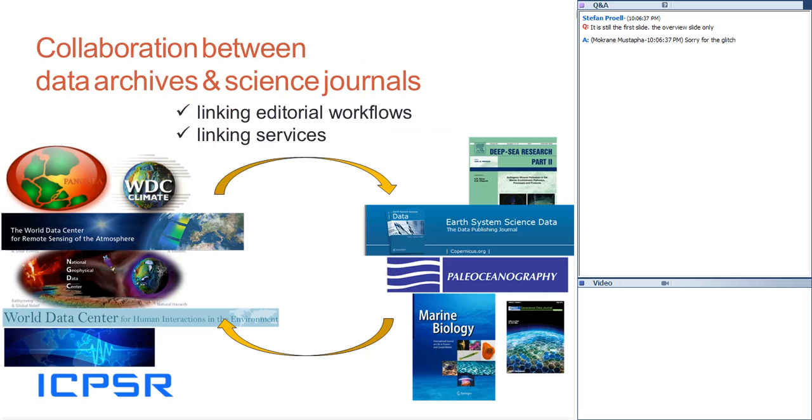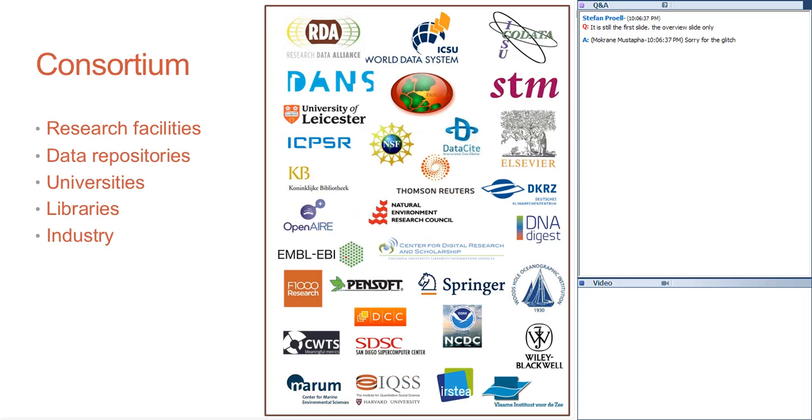Very essential in this context is the collaboration between data archives and science journals. In trying to make data an integral part of scholarly publishing, we need to build linkages between science journals and data archives. In particular, practically, we need to link the editorial workflows, and we have to bring up services linking data and articles. The consortium behind our group has increased significantly over the last 2 years.